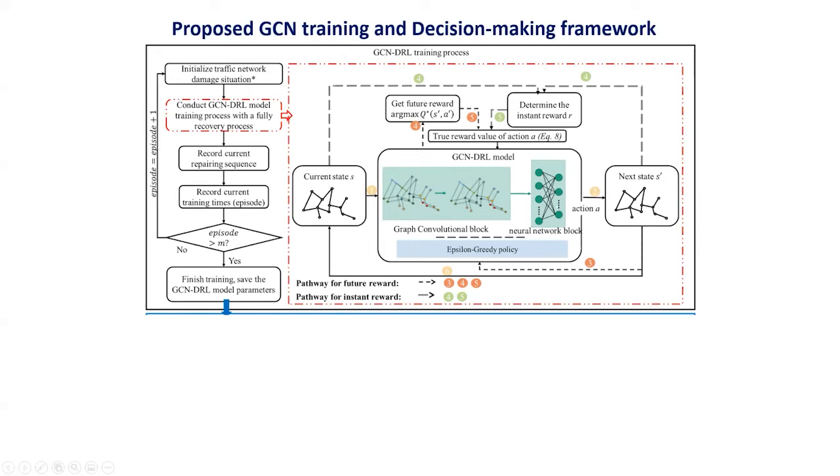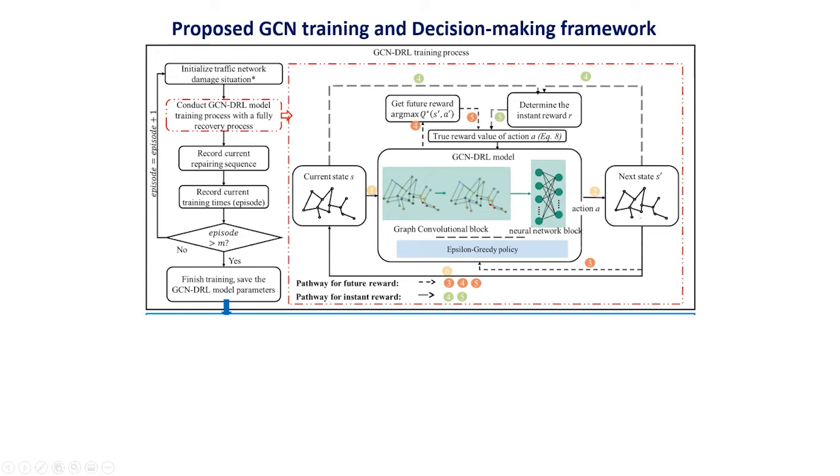As you may recall, at the beginning all the neural network's weights and biases are randomly initialized, which means this action is also randomly derived. However, after we get this action, we are able to know the next state of the road network. And here we are going to split the process into two paths. If you look at this dashed line, we can compare the states before and after taking this action, and we can get the instant reward of taking this action.